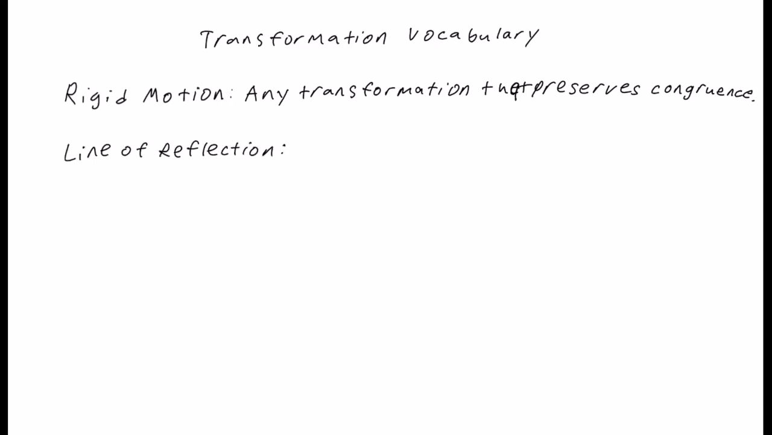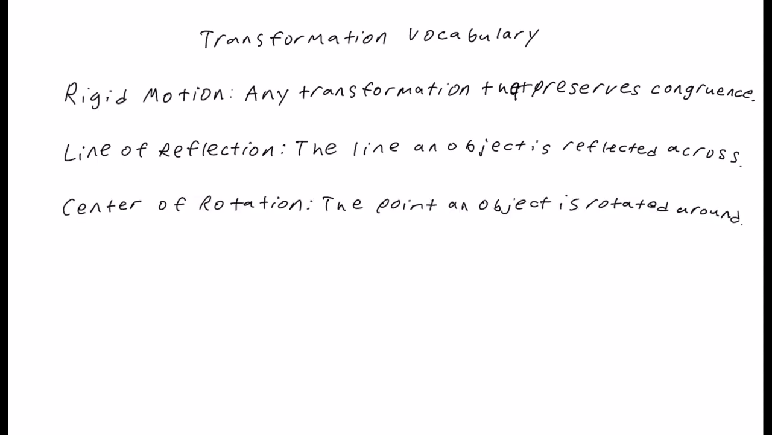Next, the line of reflection, which is the line an object is reflected across. So whenever it says reflection over this line, that's the line of reflection. And in a second, we'll be constructing that line of reflection. And lastly, center of rotation. That's the point an object is rotated around. Most of the ones we did were around the origin, but in some cases we changed it to a different point. Again, we're going to be constructing the center of rotation in just a moment as well.